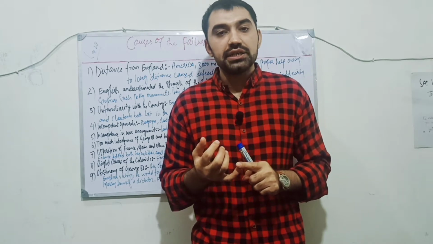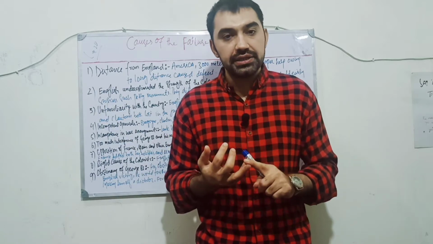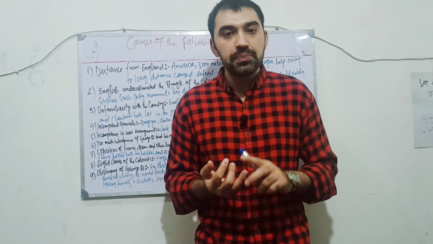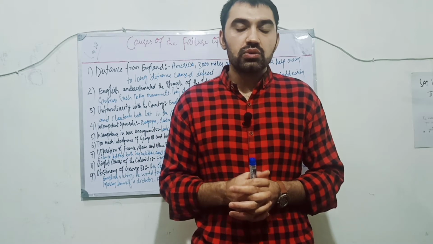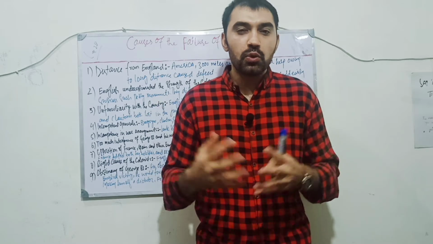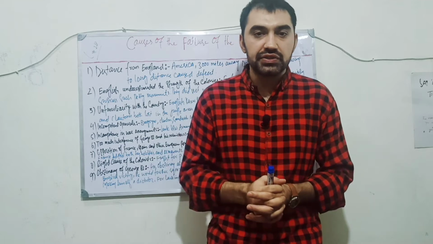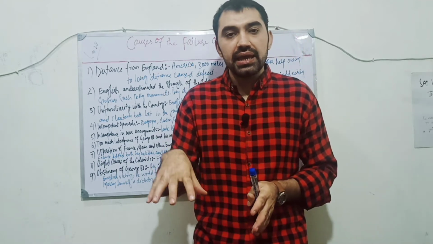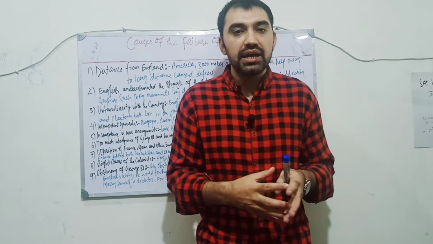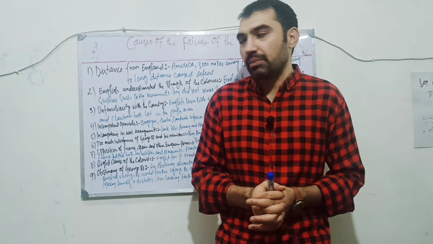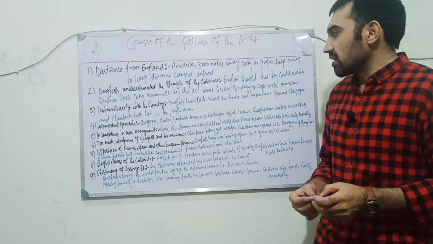They could not provide timely support to their army. They could not provide naval support to their army, and they could not provide the support needed for those who were fighting against the colonists. So this distance, which led to delay, resulted in the failure of the British government. Second one is English underestimated the strength of the colonies.